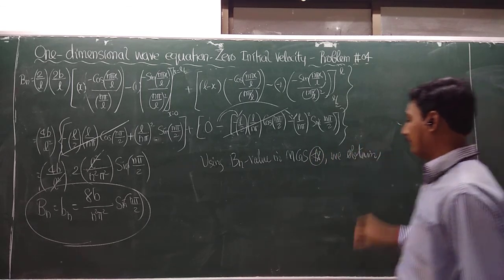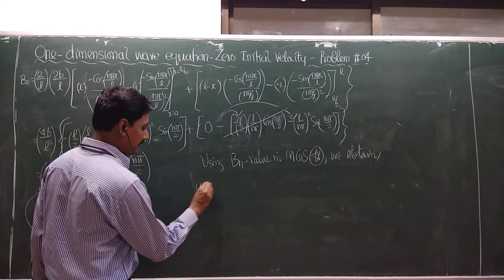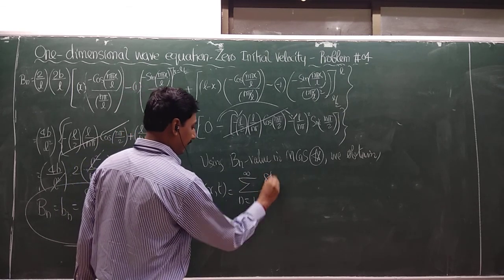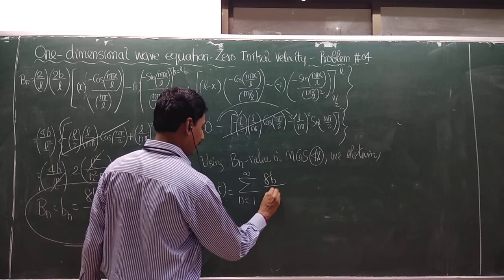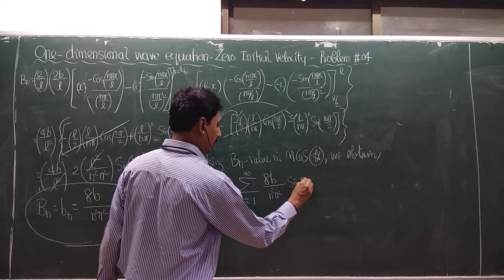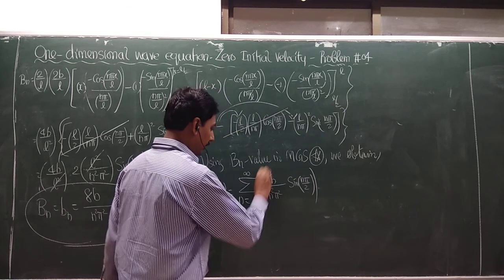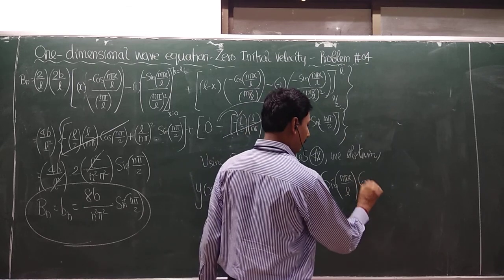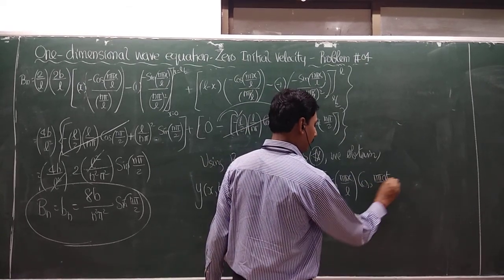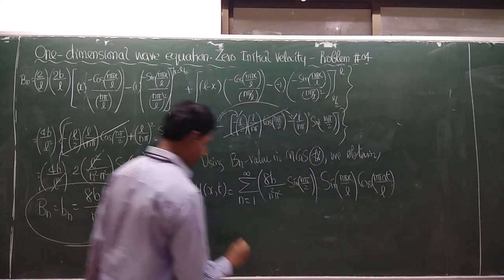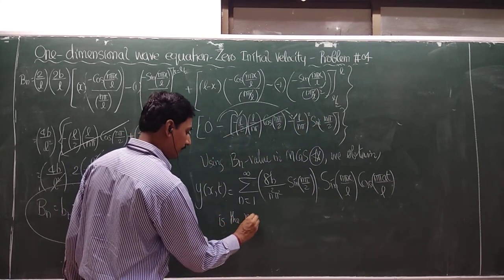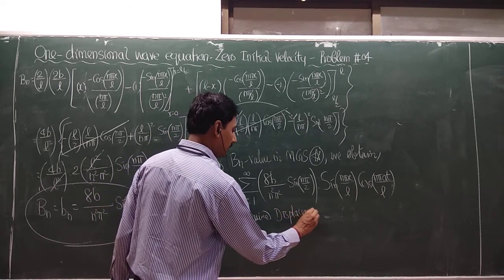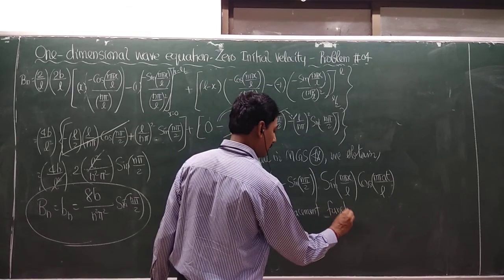So what do we obtain? We obtain the required displacement function of the string. y of x comma t is equal to sigma n equal to 1 to infinity 8b by n squared pi squared into sin n pi by 2, into sin of n pi x by L, into cos of n pi a t by L. This is the required displacement function.